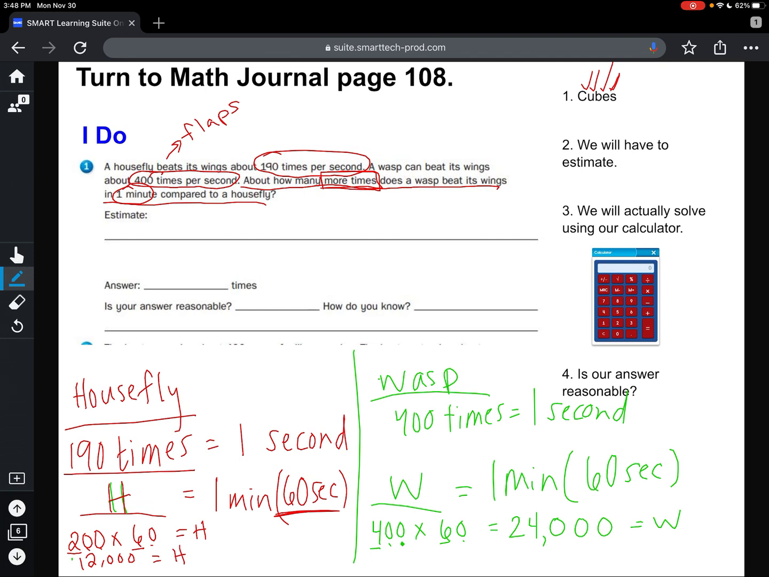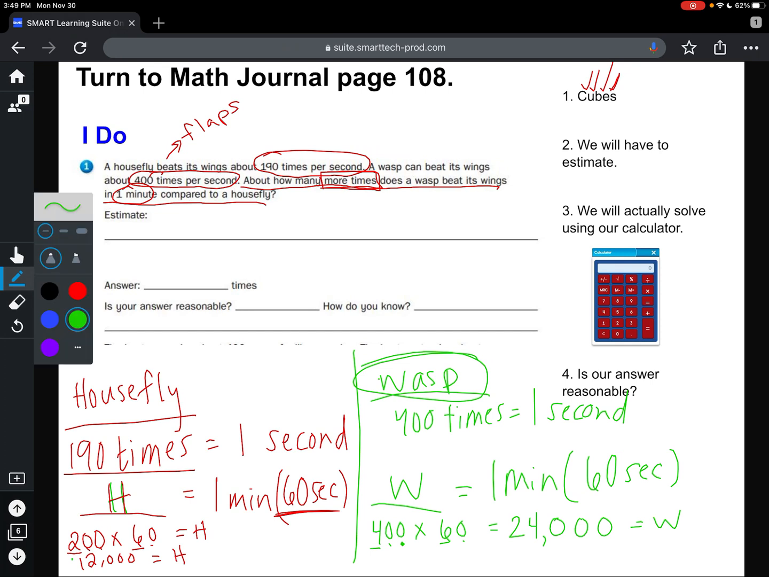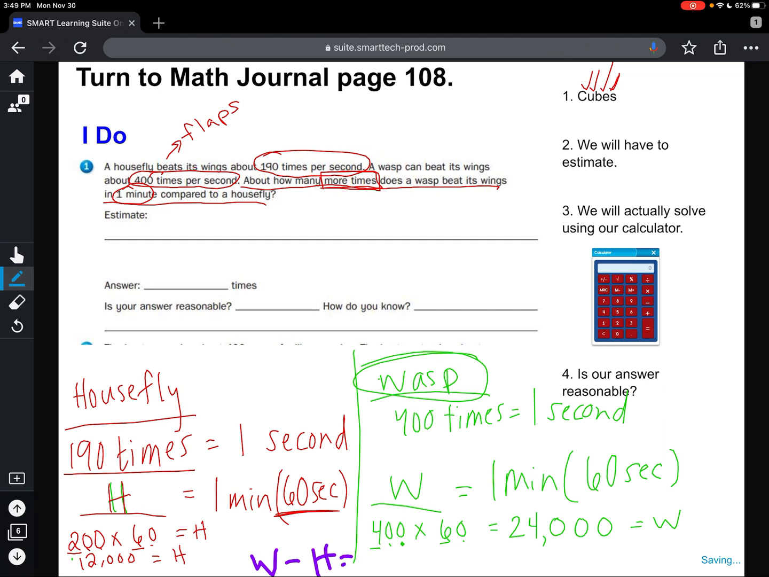When I do the rest of the problem, the question isn't saying how many times does the housefly flap its wings in a minute. It says how many more times does the wasp beat its wings compared to the housefly. So I need to do the wasp. I'm going to change my color here. The wasp minus the housefly, and that's going to give me my difference. That's going to give me my answer.